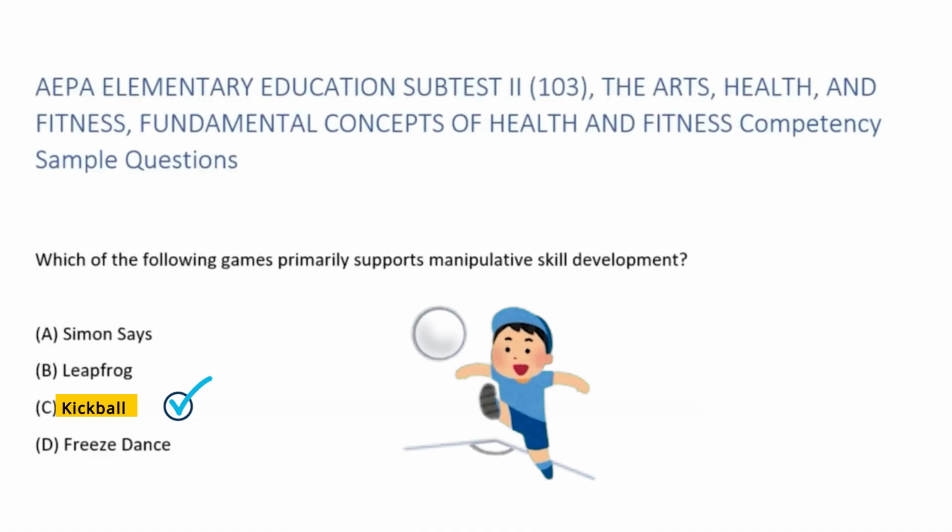Why not the rest of the answers? Well, A, Simon Says targets listening. B, leapfrog is a locomotor exercise. And then D, freeze dance develops rhythm and body control.